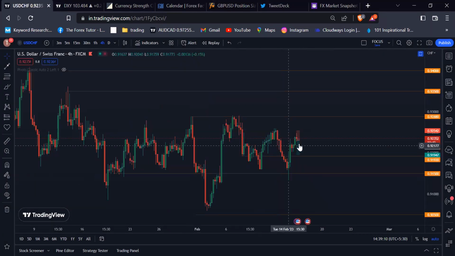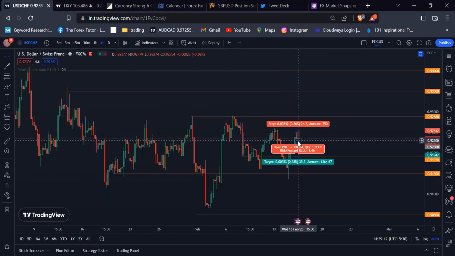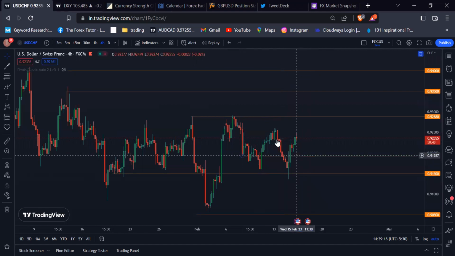My third pair is USD/CHF. If you look at the USD/CHF right now, after the US CPI data release, it broke below the 0.91920 psychological number and retested the 0.91500 psychological number.